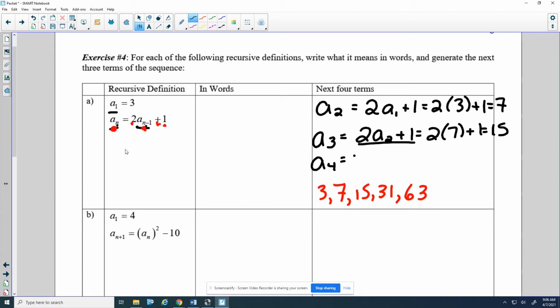Skipping this step, we now know we just have to take that last one, which was 15. Okay, and to get the fifth term, 2 times 31 plus 1, which is 63.